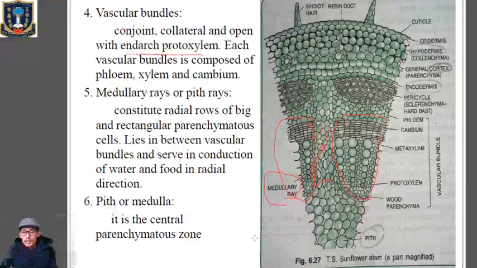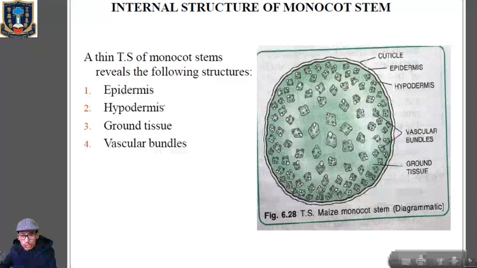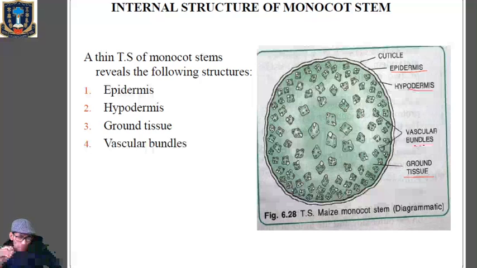Now we will see the internal structure of the monocot stem. TS means transverse section. So when we go into the transverse section of the monocot stem like the image, we will see the presence of epidermis, hypodermis, ground tissue, and vascular bundles. Just look at the structures very carefully. You can differentiate the structure of the dicot and the monocot stem.